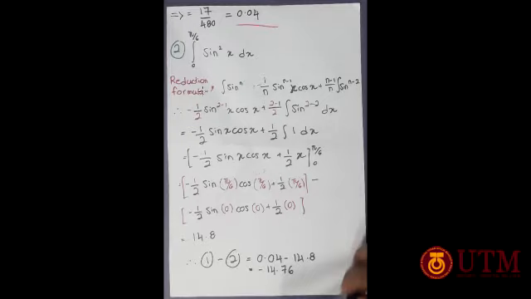For part 2, I use the reduction formula to integrate this. After that, I will get this kind of equation. Then I substitute pi over 6 in x, and the answer I get is 40.8. So lastly, I combine part 1 and part 2, and the answer is negative 14.76.